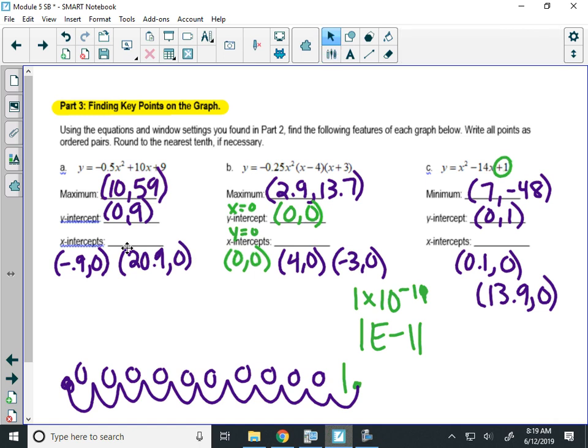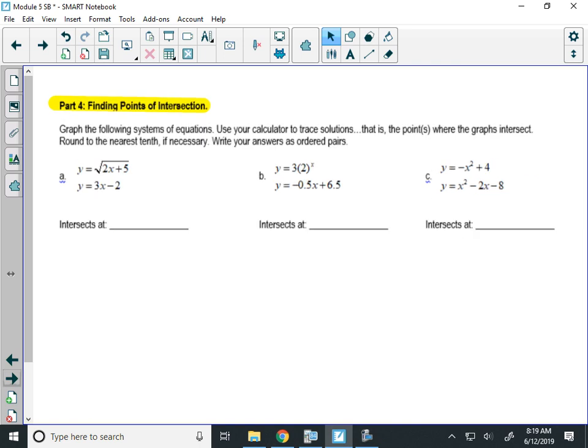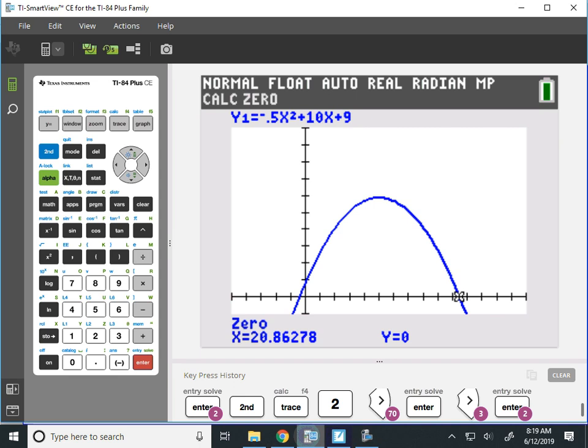All right. So that's how you find the key points on your graph. It's a little complicated, especially the x-intercepts, but the more you practice it, the better you'll be. Last one, finding points of intersection. So we're going to graph the system of equations. That means there's two equations, and then trace where they cross, where the solution is.